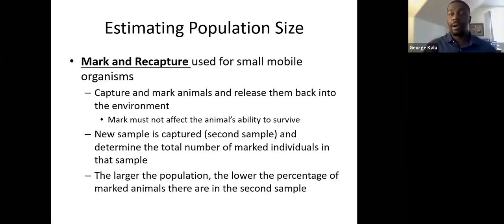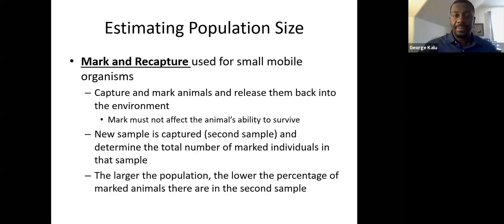Now, the mark that we use cannot be something that affects that animal's ability to survive. If it affects the animal's ability to survive, that's going to cause the population size to shift, and then we may end up killing some organisms when we were trying to just estimate the population size. And now we're going to get different numbers from what we should have. So we want to make sure that the mark does not affect the animal's fitness.